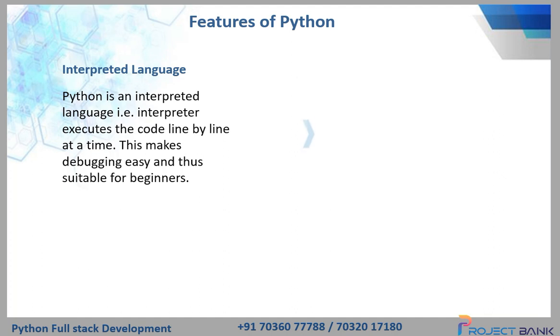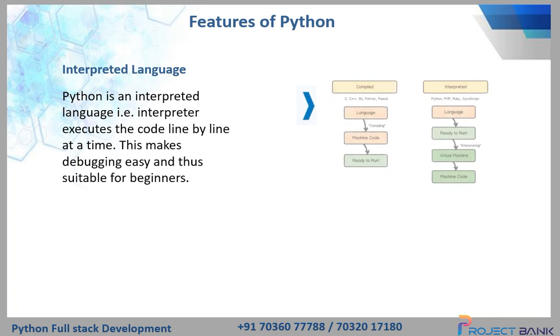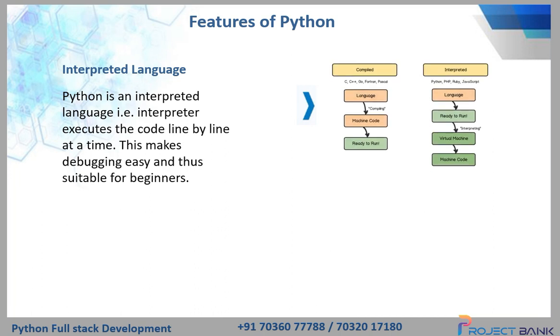And another important feature is that it is an interpreted language. Python is an interpreted language. That is, the interpreter executes the code line by line at a time. This makes debugging very easy and thus suitable for beginners. Why? Because let's say you have written 100 lines of code and executed it, and at the time of compilation, if you find that you have some errors, you need to check and verify all the lines of the code.